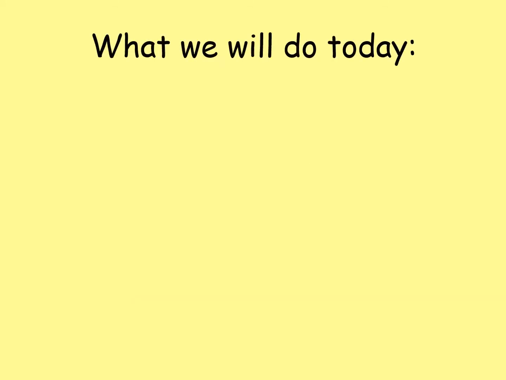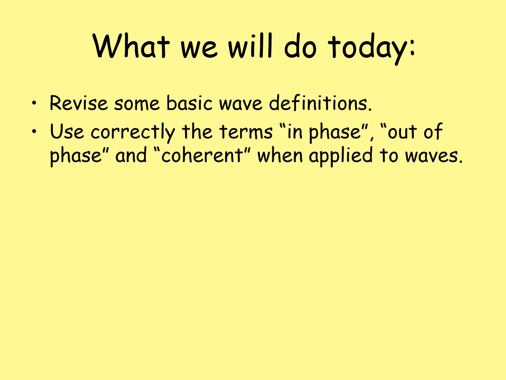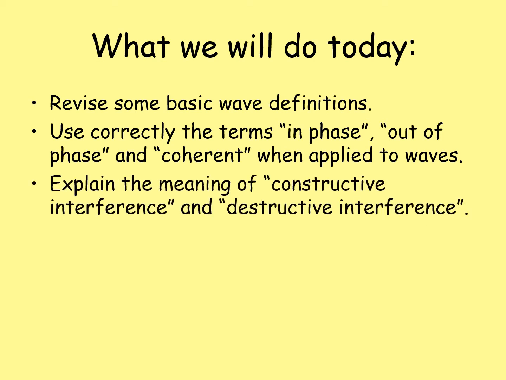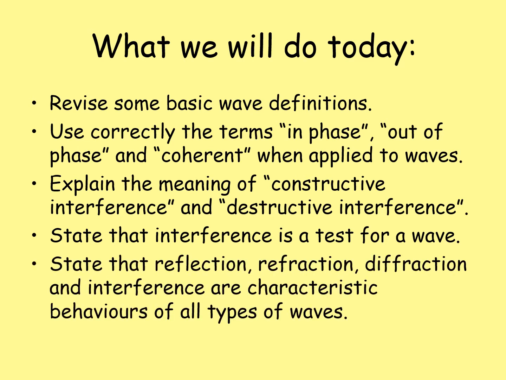What we will do today. Revise some basic wave definitions from National 5. Use correctly the terms in phase, out of phase, and coherent when applied to waves. Explain the meaning of constructive interference and destructive interference. State that interference is a test for a wave. And state that reflection, refraction, diffraction, and interference are characteristic behaviors of all types of waves.